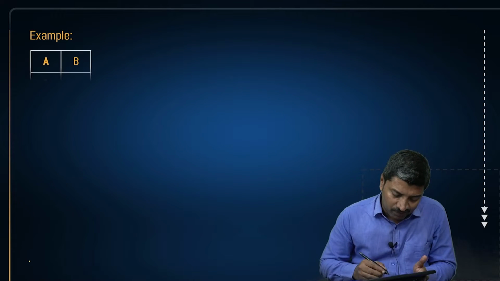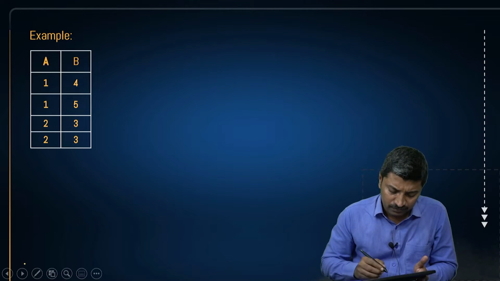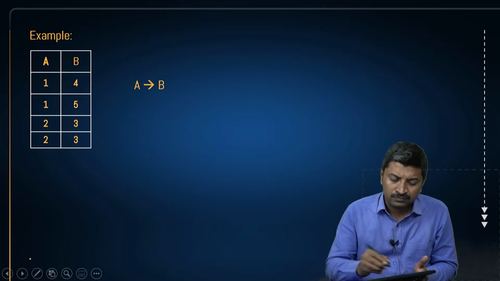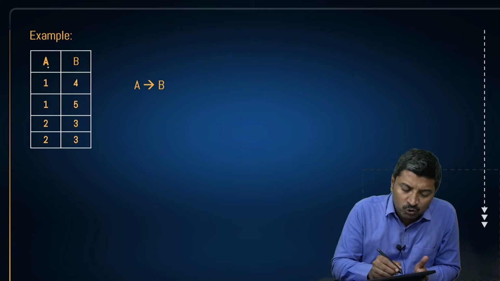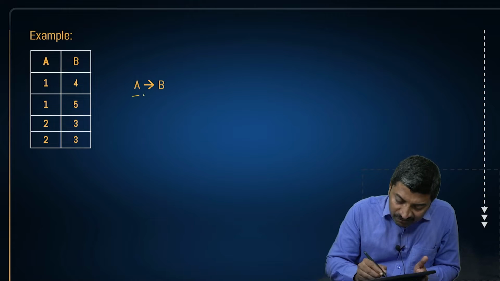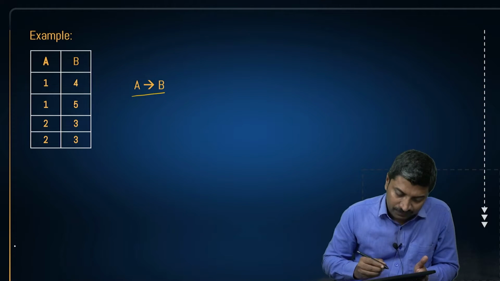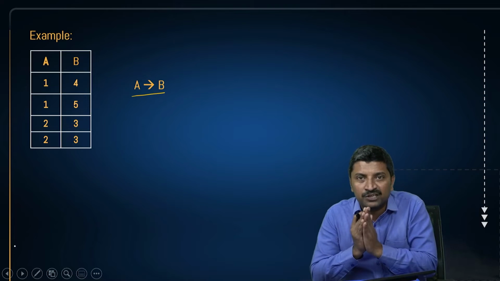Let us see one example. Suppose I am having a relation with two attributes A and B. Now let us verify whether the functional dependency A goes to B holds or not. So for that, what we need to do, sir?